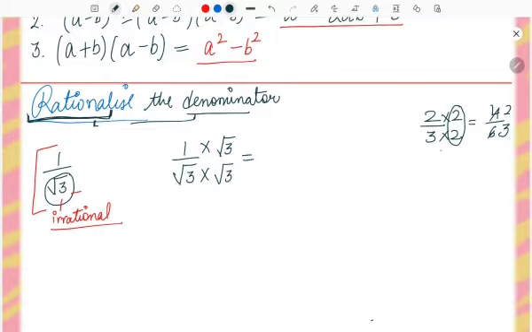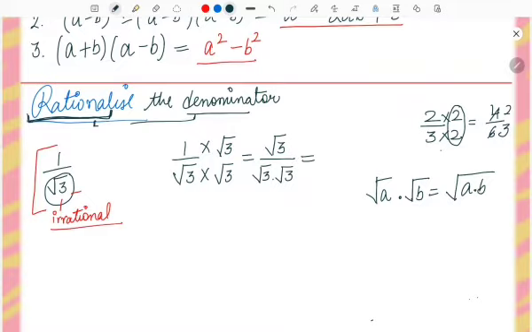What are we doing? We are multiplying both the numerator and denominator by root 3. Both by what? Root 3. The answer I am going to get is 1 multiplied by root 3 would be root 3. Now root 3 into root 3 would be what? If you have an irrational number a and you multiply it by a rational number b, the answer would be what? A multiplied by b in the under root sign, right?